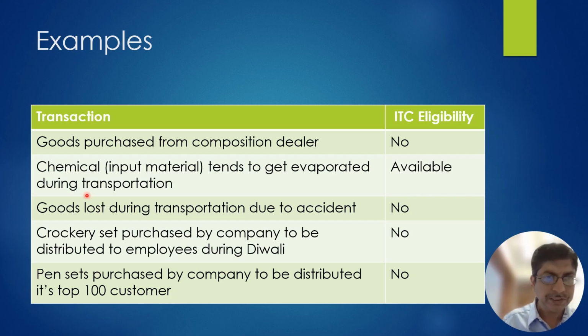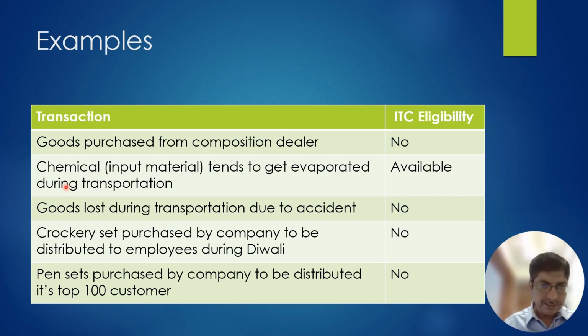Now let's see some examples. This is a simple one. First example, goods purchased from a composition dealer, credit is not available. This is important. Suppose there is a transportation of chemical from one place to another, and during the transportation 2% of the chemical is evaporated. This is a normal loss. The credit is available. There is no need to reverse the input tax credit to the extent of 2%. This was held by the Madras High Court in Ars Steel Limited, that there is no need to reverse the input tax credit when it is a normal loss.